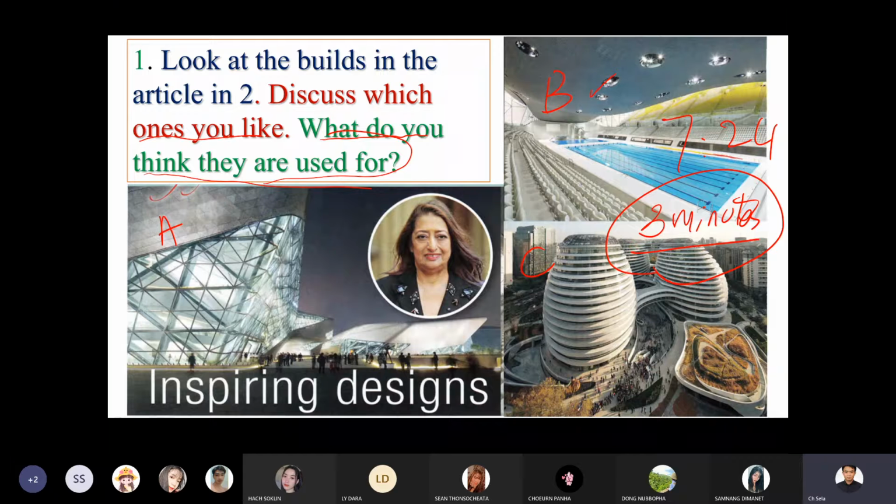Dara, hello, Dara. I like picture C because it was interesting, and I think it can be used for a company, banking, or business to make a profit. Okay, so it can be a company, a bank, or business to make a profit. A company is a business, right? Even a bank is also a business.